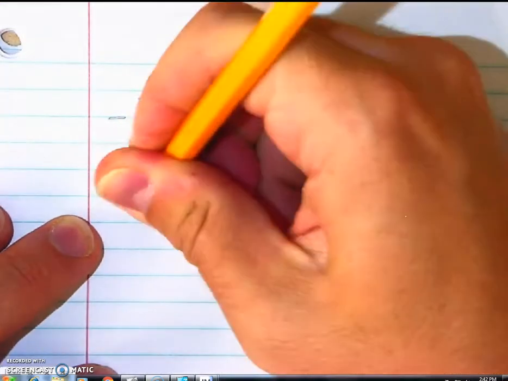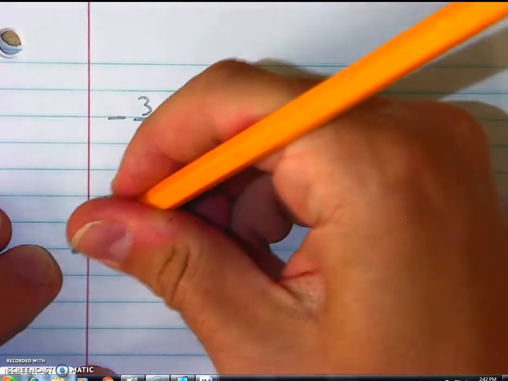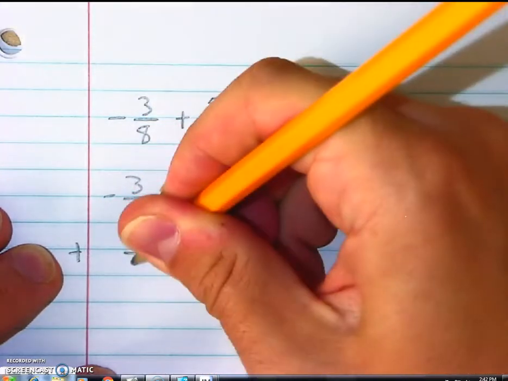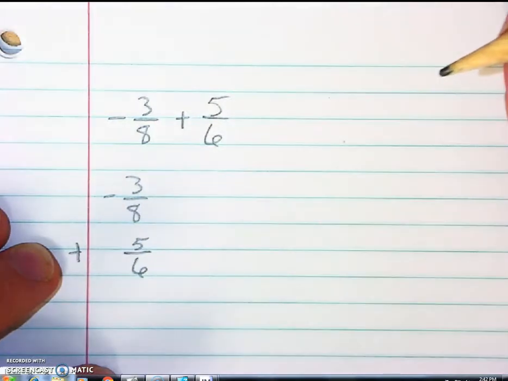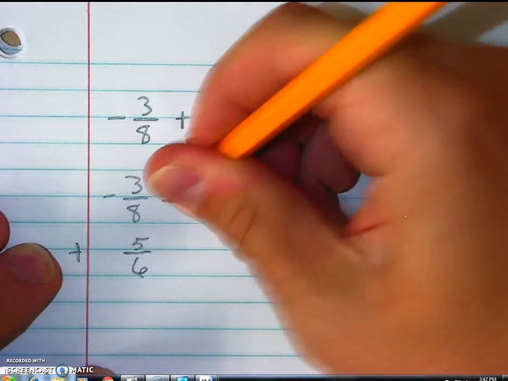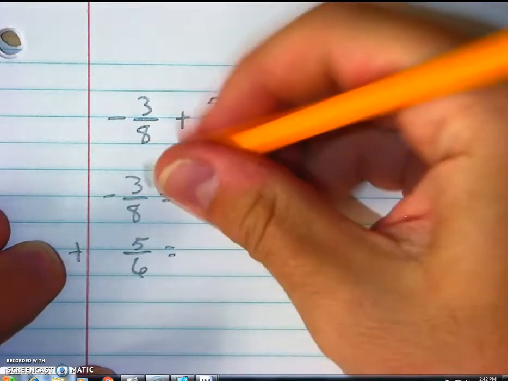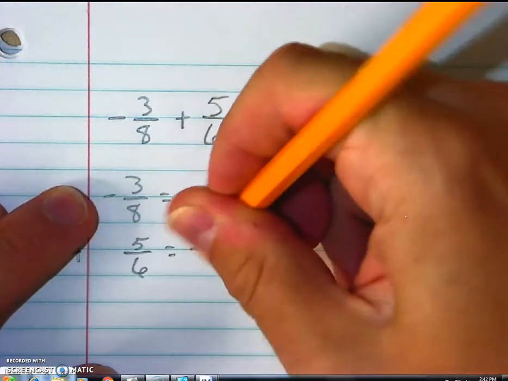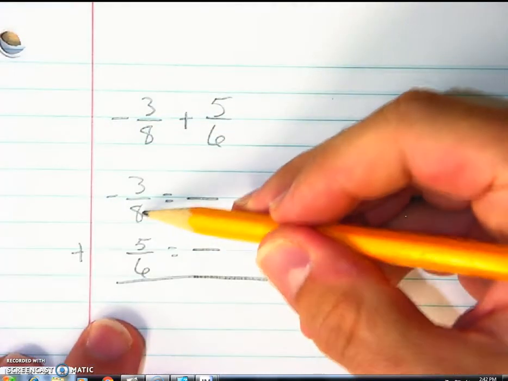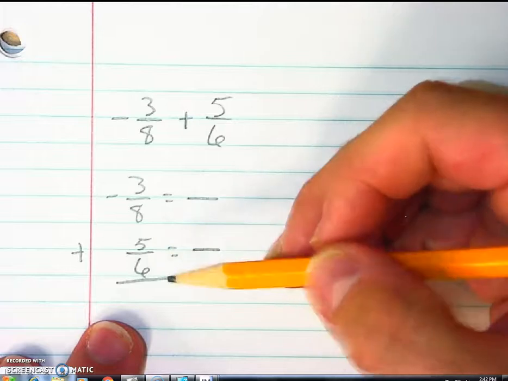I'm going to have negative 3/8 plus 5/6. And I'm just going to stack it right on top of each other like so. And so in identifying this new denominator, I need to find something that both of these numbers will multiply into.